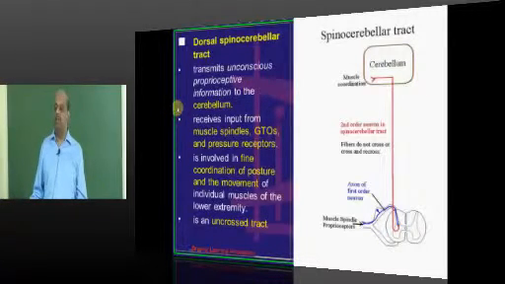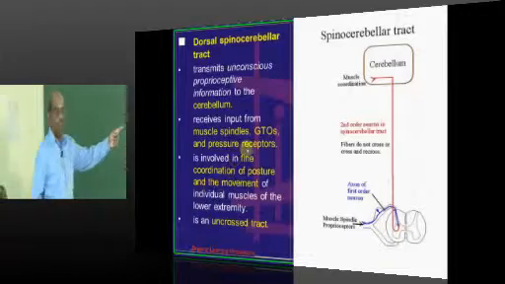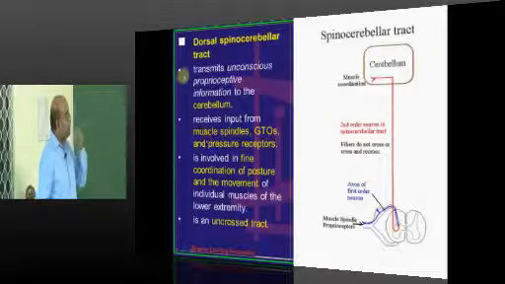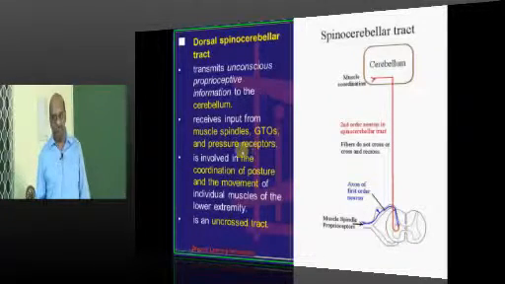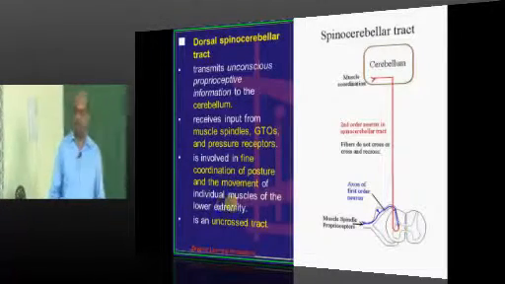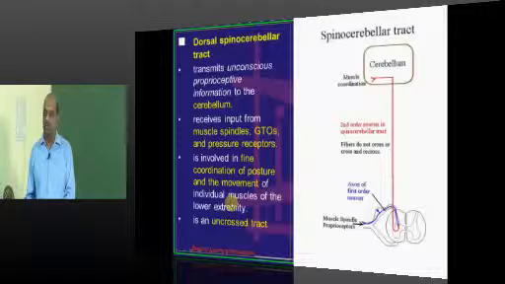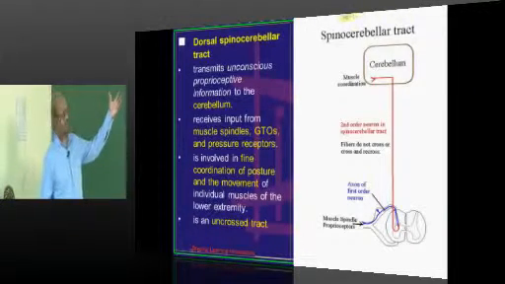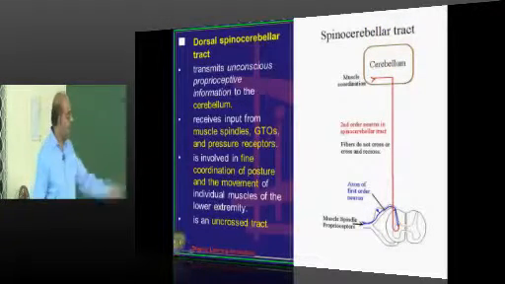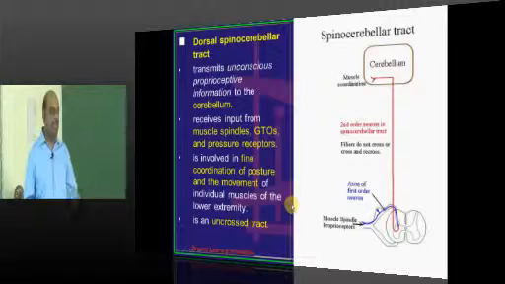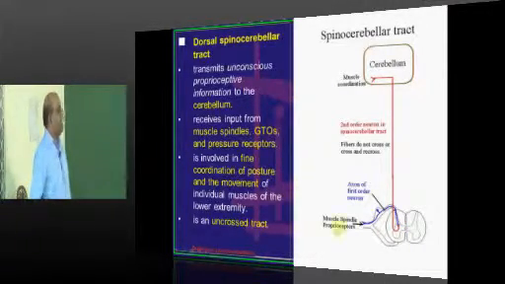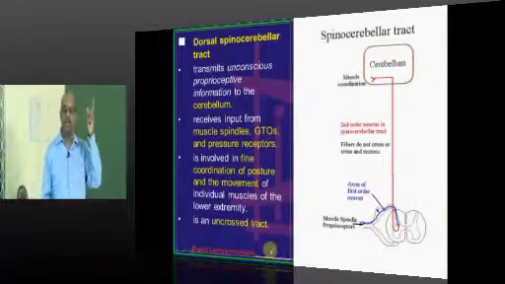Any proprioception, conscious or unconscious, comes from muscle spindles, Golgi tendon organs, and unconscious also comes from pressure receptors. The fine coordination of the posture and movement of individual muscles is because of this dorsal spinocerebellar tract informing the cerebellum of the unconscious proprioception. And it is an uncrossed tract, unlike the spinothalamic tract.